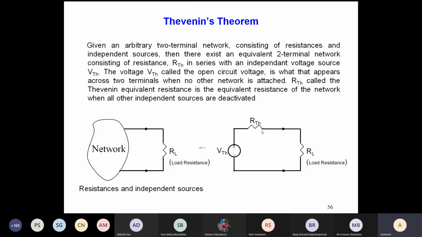Sir, could you explain again? I will explain. So what is the advantage of this theorem? Sir, I have to reconnect. My network problem was bad. Sir, what is the advantage of this theorem?